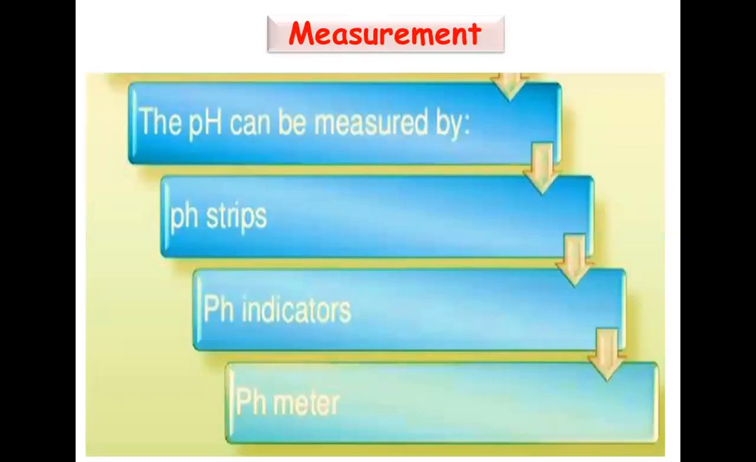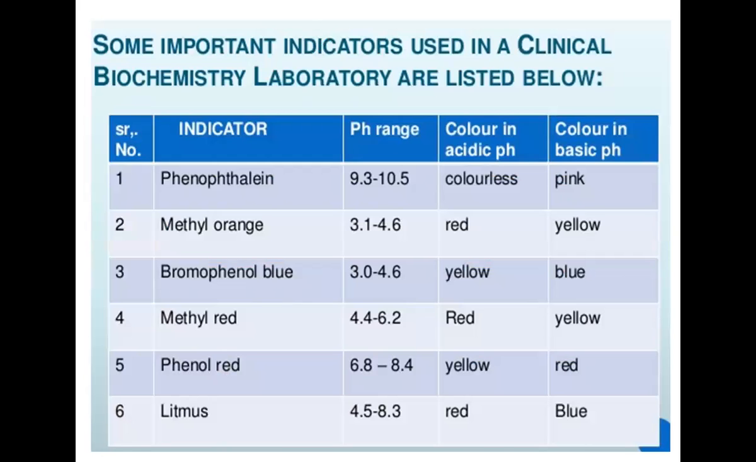Next, this is a measurement. How will we measure the pH? Generally, there are 3-4 instruments and procedures. pH strips are there, pH indicators are there, and pH meters are there. The pH meter we have already studied in our first semester session. Then there are some important indicators in a clinical biochemistry laboratory.